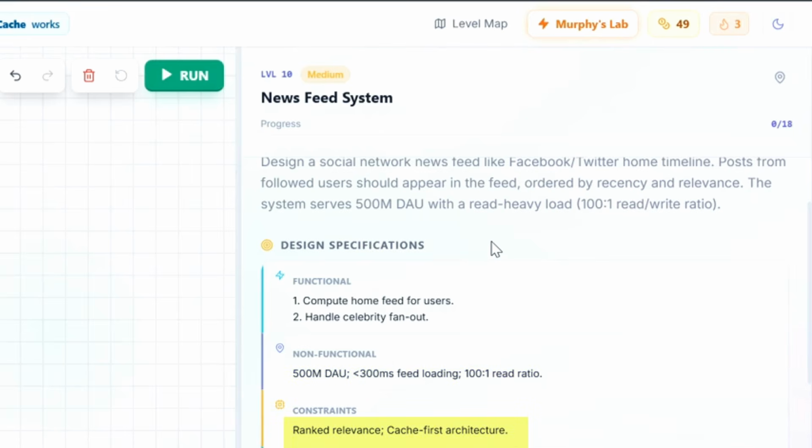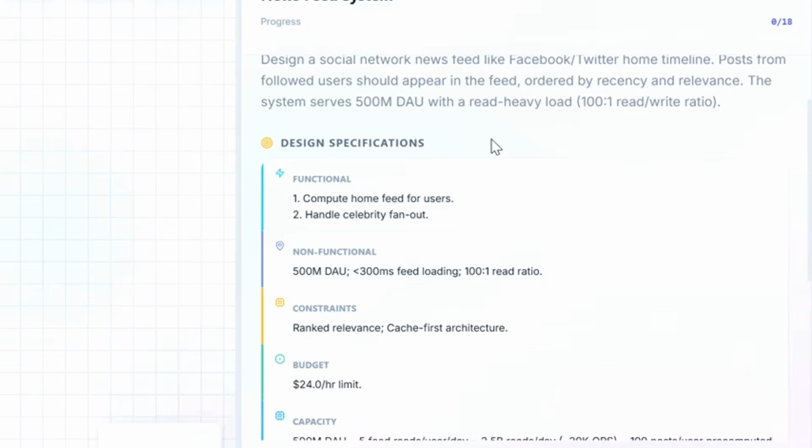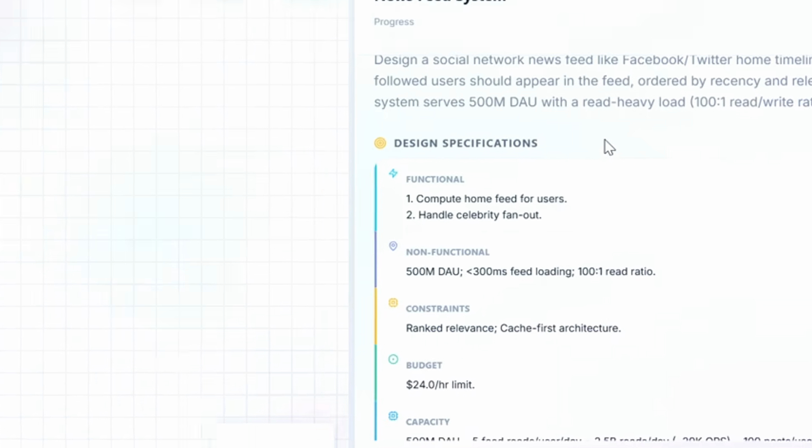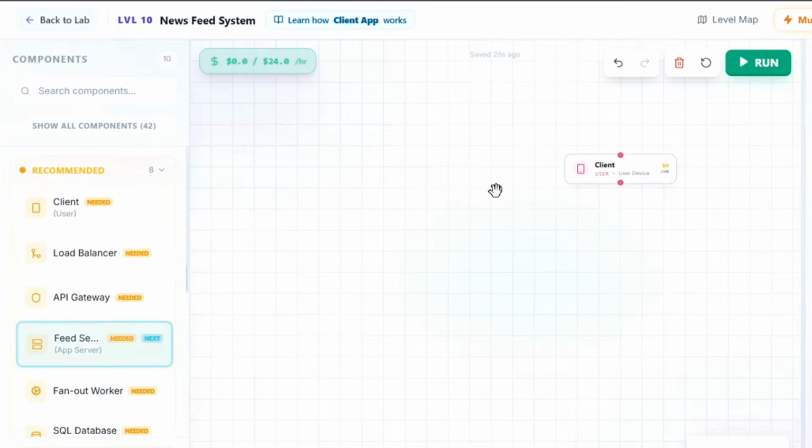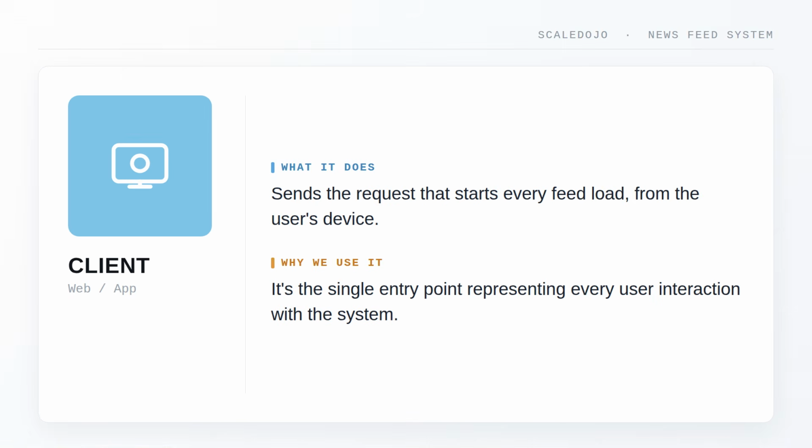Since the system is heavily read-oriented, our architecture follows a cache-first approach combined with asynchronous fan-out processing. Now, let's get to the actual design part. First, we start with the client. As we know, everything begins with a client. The client could be a mobile application or a web application.